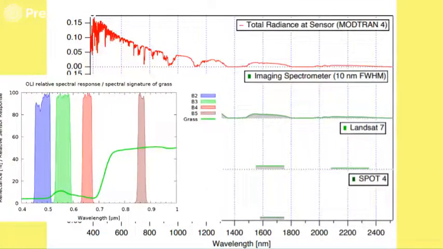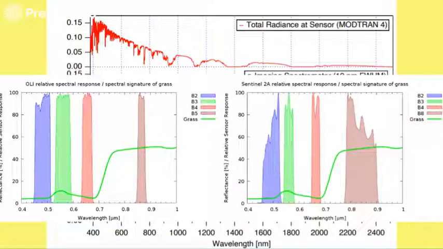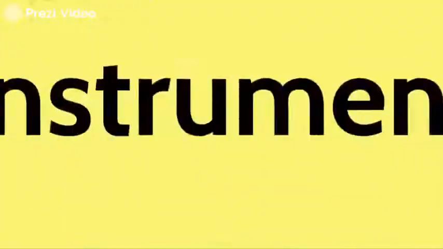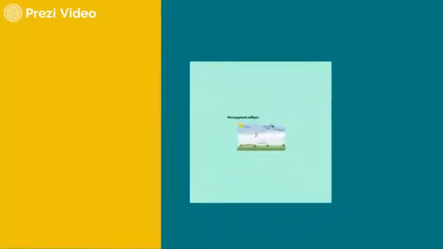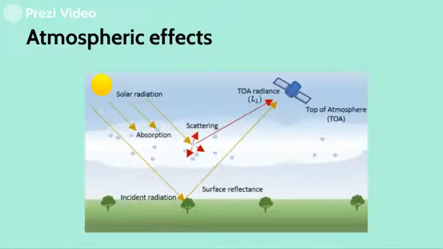For example, here are the 4 channels, red, green, blue, and near infrared of the Landsat instrument, and on the right is the Sentinel-2 multispectral instrument. You see, although it's still red, green, blue with the same central wavelengths, they actually sample different portions of the continuous spectrum. The atmospheric effect is inevitable in Earth observation.